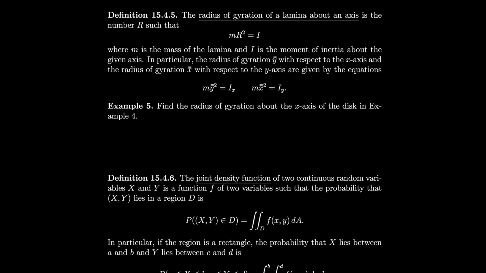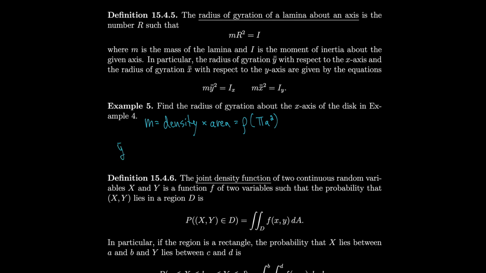So how about we find the radius of gyration about the x-axis of the disk that we just looked at in the previous example. So we need the total mass m so that we can take Ix and divide by that to get y double bar squared. So remember that mass is density times area. So our density is rho, and the area of the disk is pi r squared, but r was a, so that's just pi a squared.